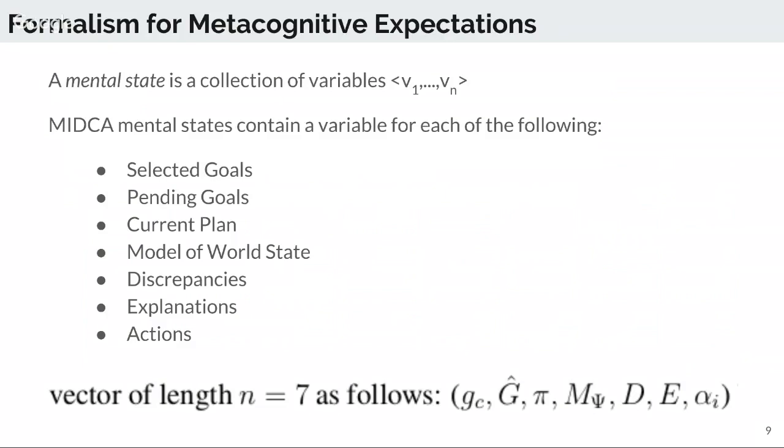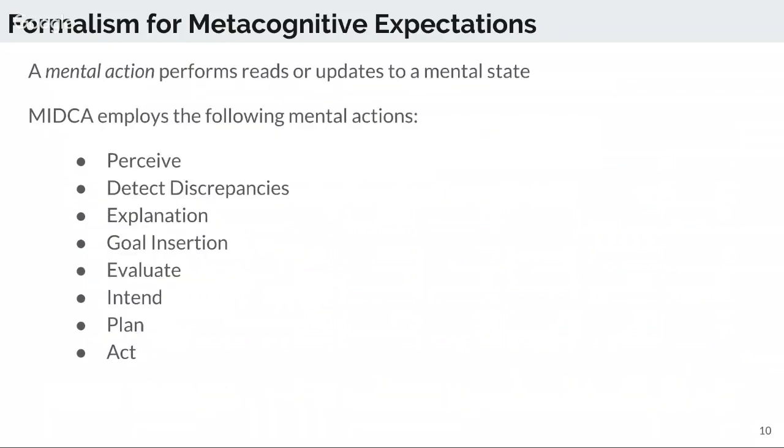And we have a variable for the following: selected goals, pending goals, and so on. And so we get this vector of length 7. Now, a mental action essentially performs reads or updates to the memory, and a mental state is like a snapshot of the memory. Before planning for a goal for the first time, the agent's memory might not have any plan, but it might have a goal and a world state. That's the prior state. Afterwards, it generates a plan, which is stored in memory, and that would be the post-mental state.